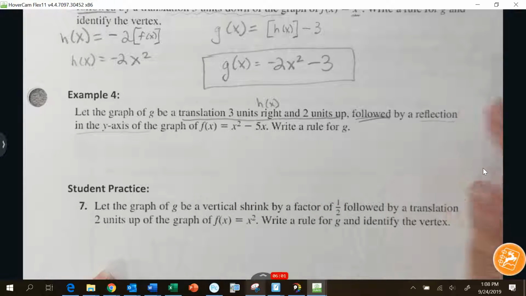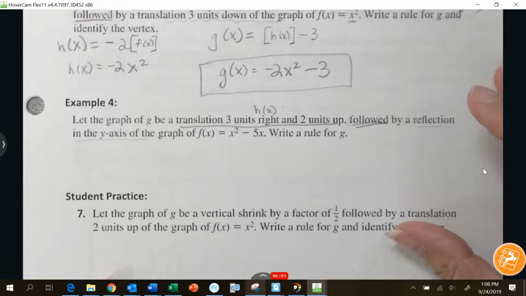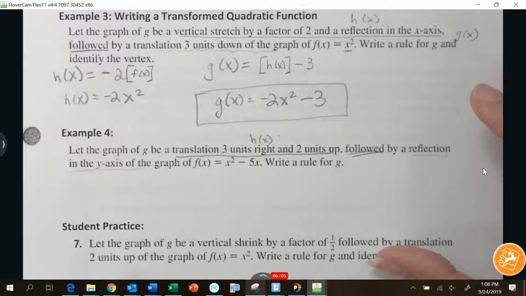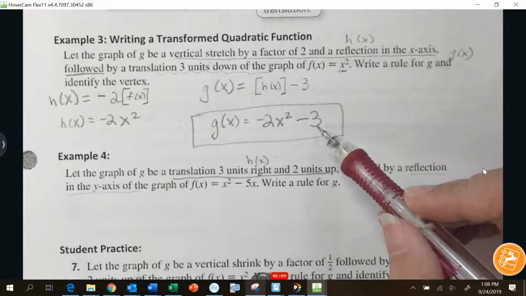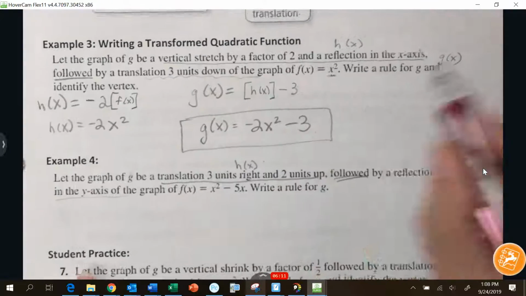Oh, I forgot to answer something. I'm sorry. Example 3, I forgot to answer something. Who knows what I forgot? Oh, this is the rule. Didn't identify the vertex. Oops, forgot to do that.